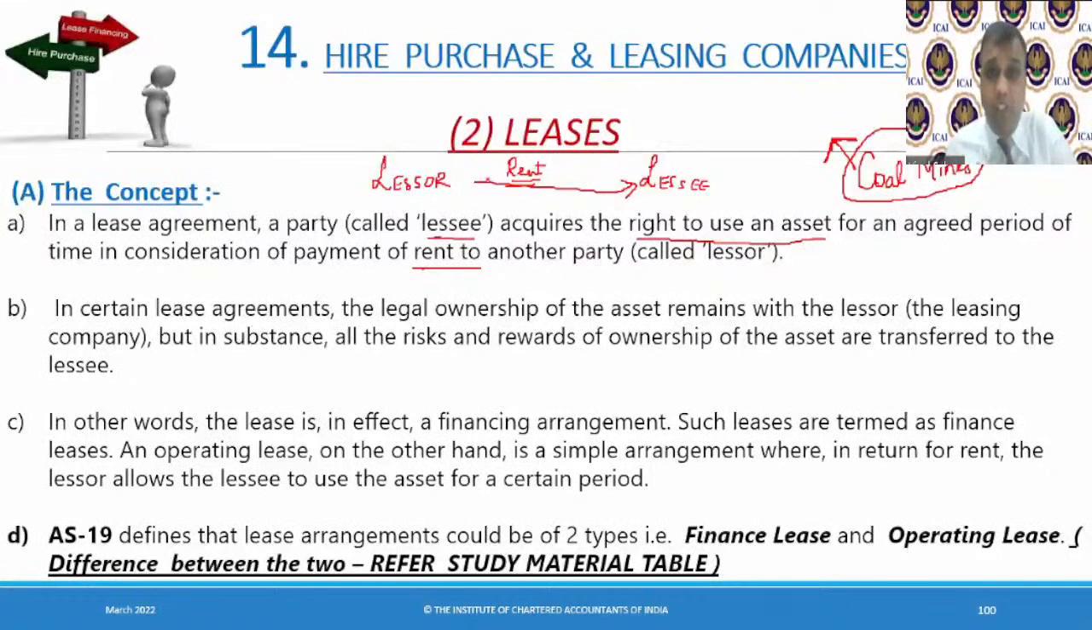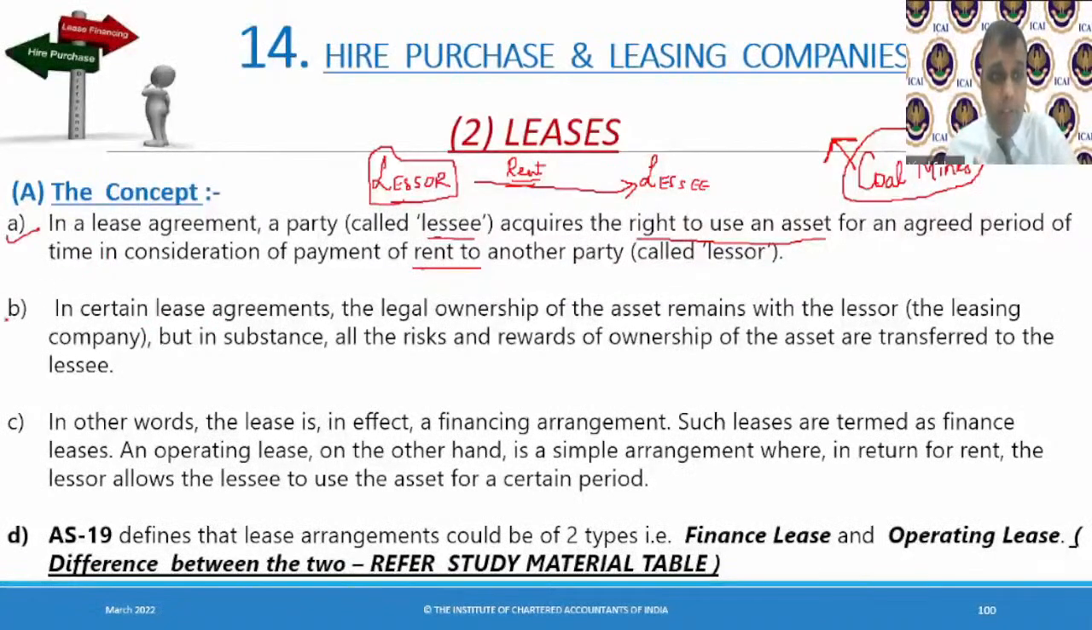They don't own the asset. There is no provision that after a certain time the lessor will transfer his coal mine to the lessee. No, the ownership always remains with the lessor. The lessor just gives the right to use his asset for a certain period of time, and they give him the rent. So this is lessor and lessee.